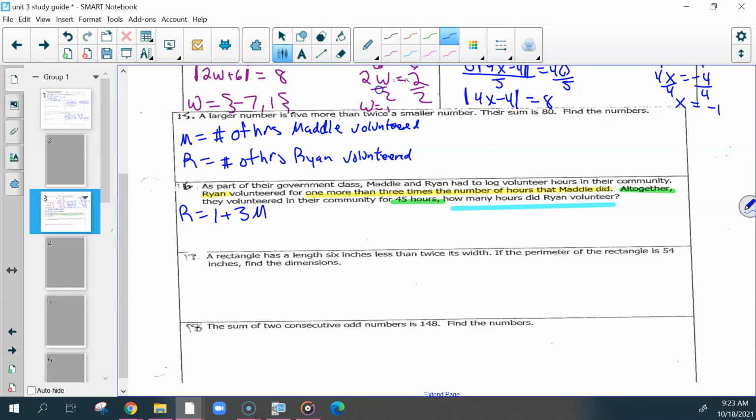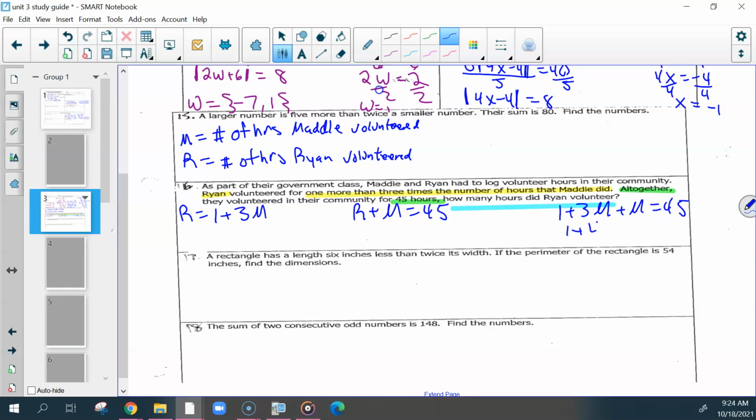Altogether, we know that they volunteered 45 hours. That means if we added R and M, we would get 45. We don't know what M is, but we know that R is this 1 plus 3M, so we can put that in for R. And then we can start solving for M, and then go back and solve for R.